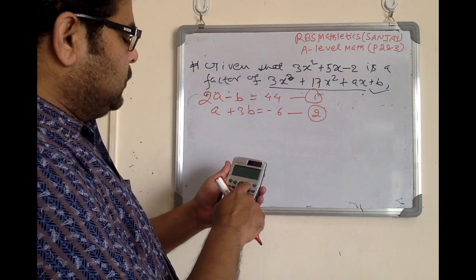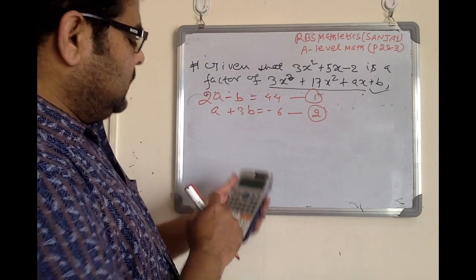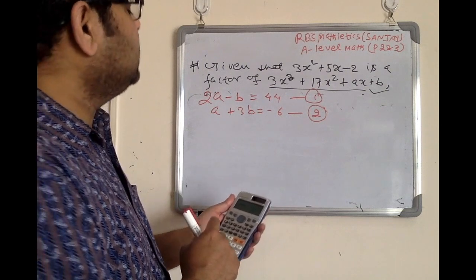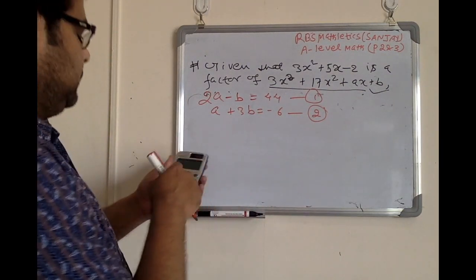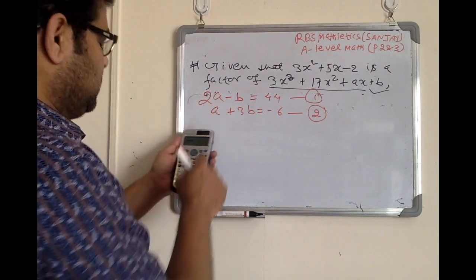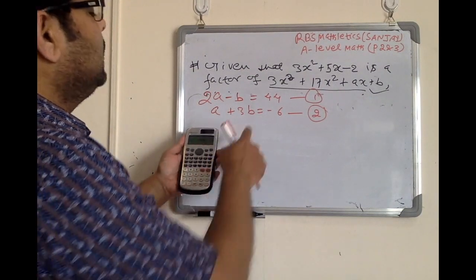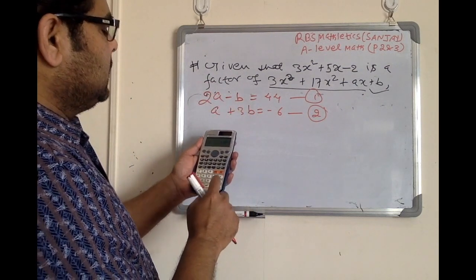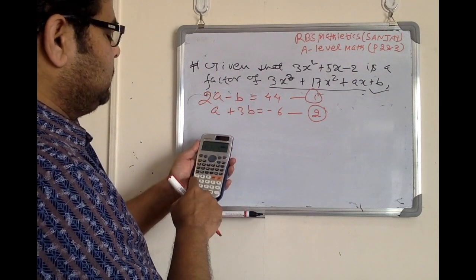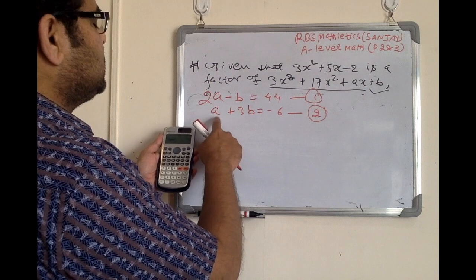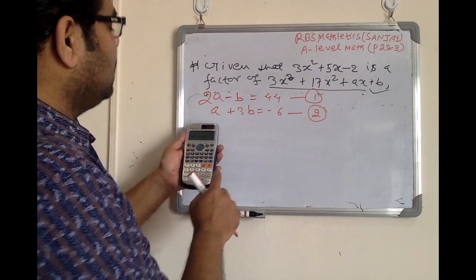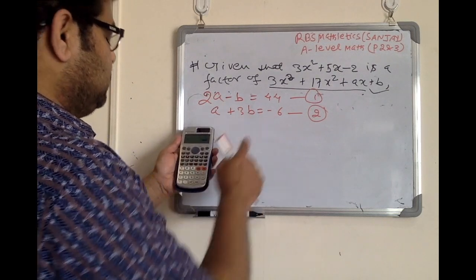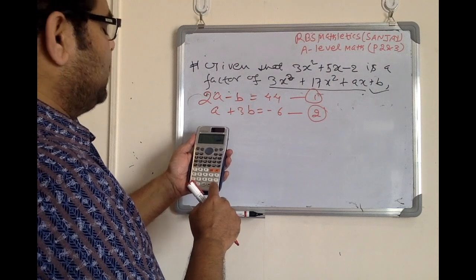So first of all, I'll go to mode, then 5. I can see that this is in function number 1, and in function number 1 I put all these values. So this is plus 2, so 2 enter, then the coefficient is -1, so -1 enter, and here it is 44, so 44 enter. Now for the other equation, the coefficient is 1, so 1 equal, then this is plus 3, so 3 equal, and then this is -6, so -6 equal.